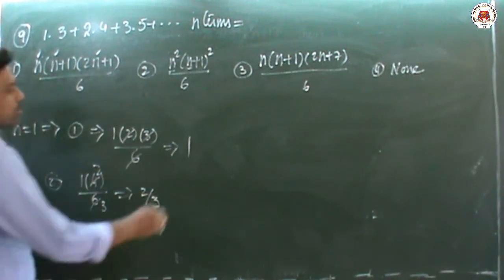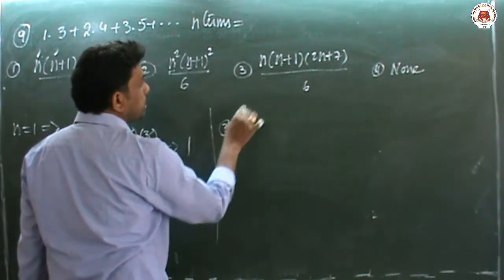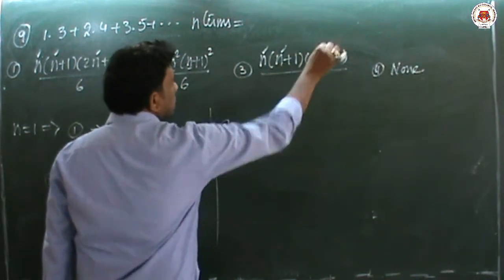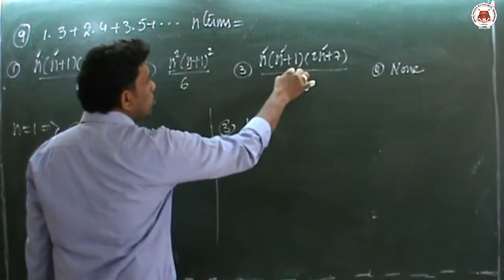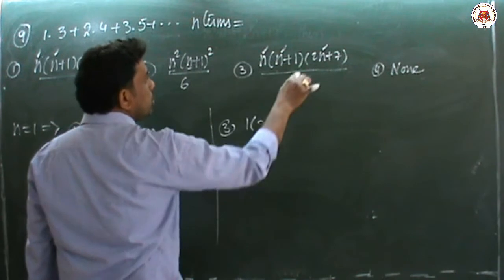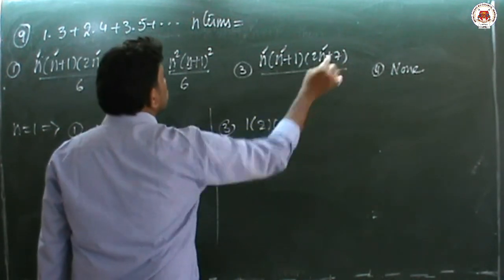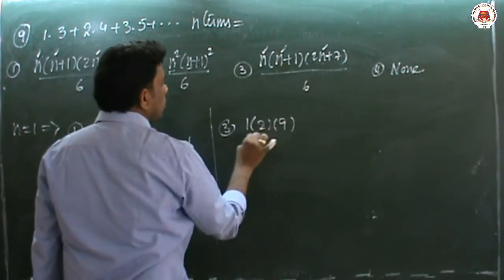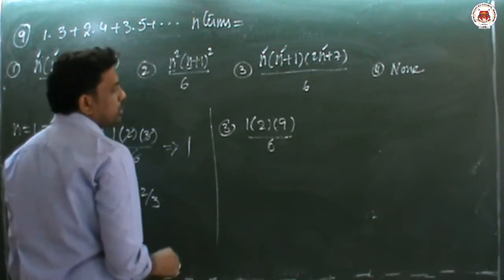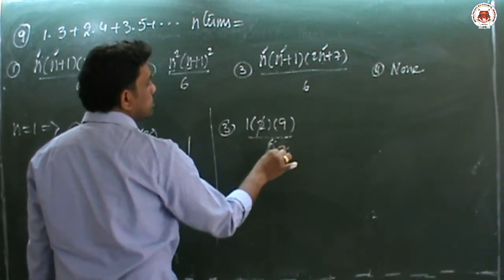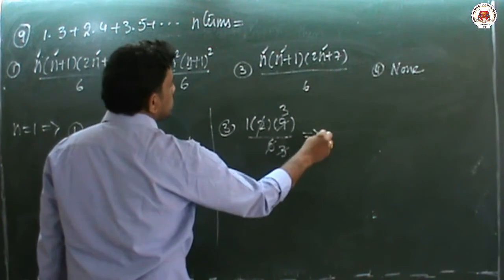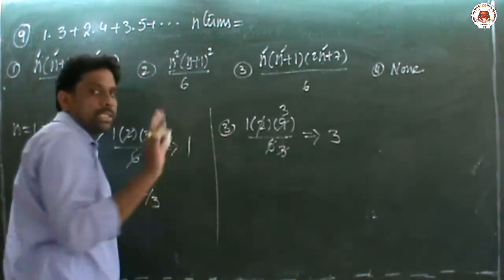Now we go to the third option. In this third option also, in the place of n put 1. 1 into 1 plus 1, 1 plus 1 is 2. Here also 1, 2 1s are 2. 2 plus 1 is 3, whole by 6. Now 2 table: 2 how many times? 3 times. 3 how many times? 3 times. What is the answer? 3. Fourth one is none.